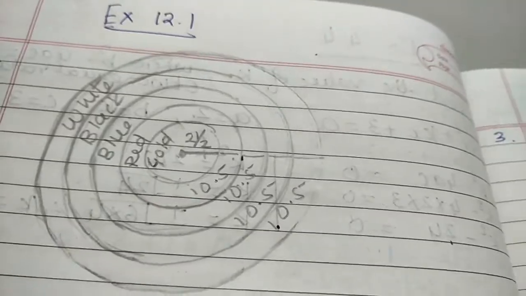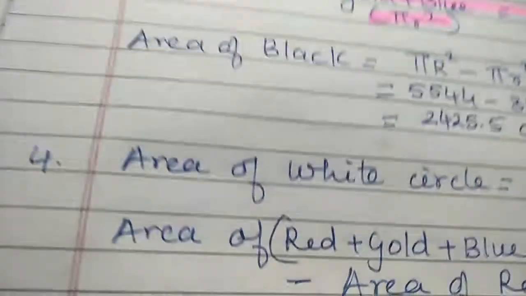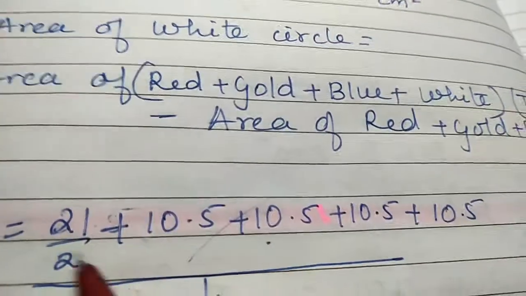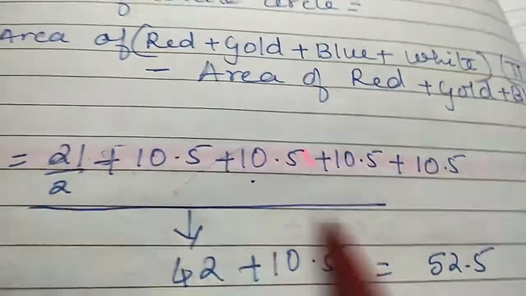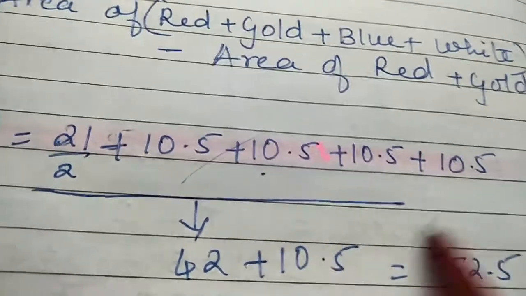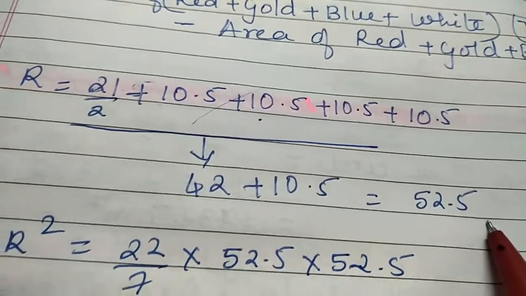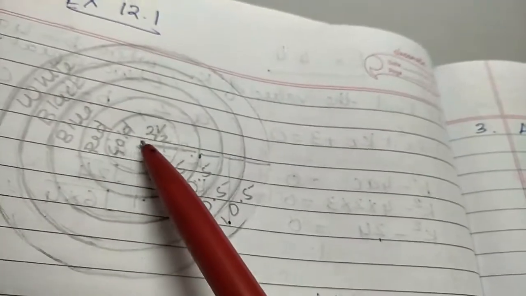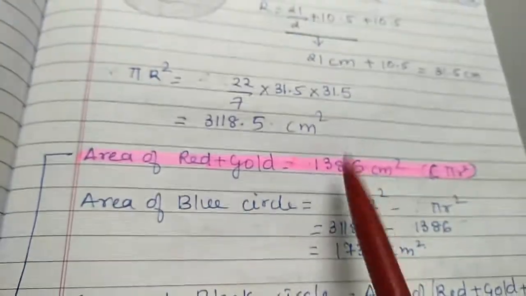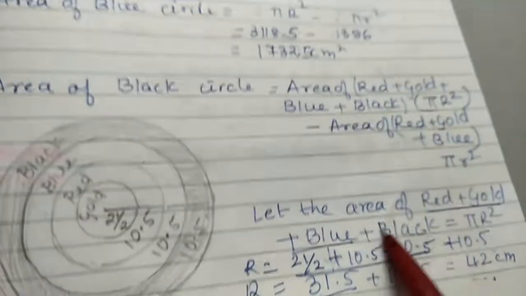Okay, so you have got 21 upon 2, 10.5, 10.5, 10.5, 10.5. This is how much? 42 we have already calculated. Plus one 10.5 will give you 52.5. So first calculate that area. Minus which area do we have to subtract? Minus the area of gold, red, blue, black. Okay, that which we have calculated here. Gold, red, blue, black, this area.